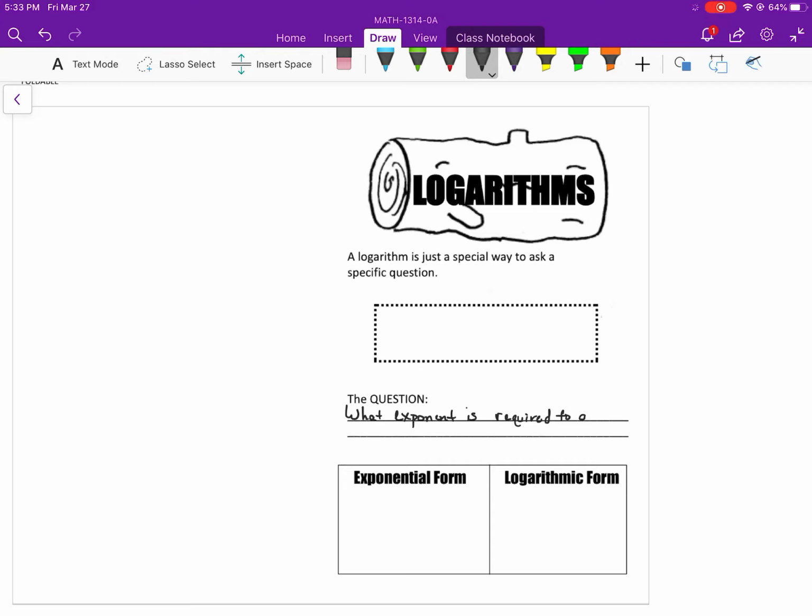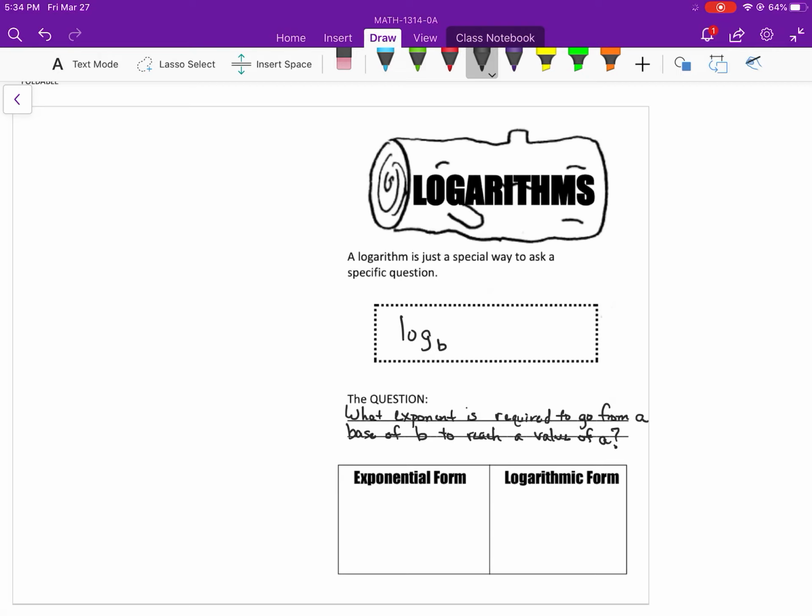required to go from a base of b to reach a value of a. Alright, so what exponent is required to go from a base of b to reach a value of a?